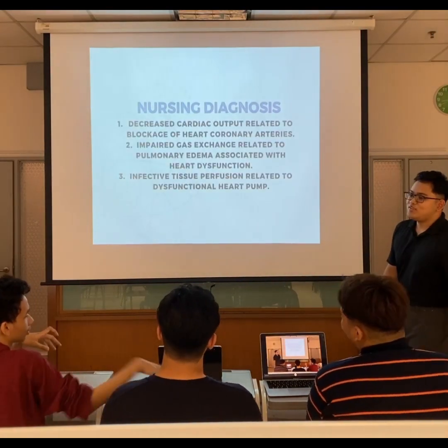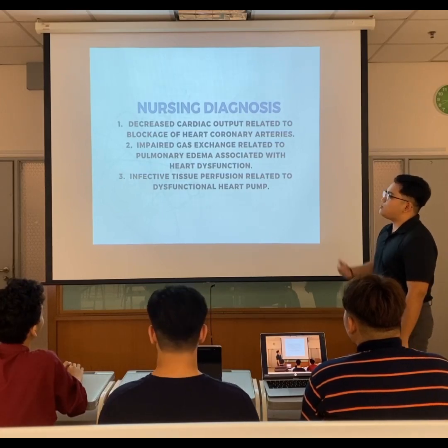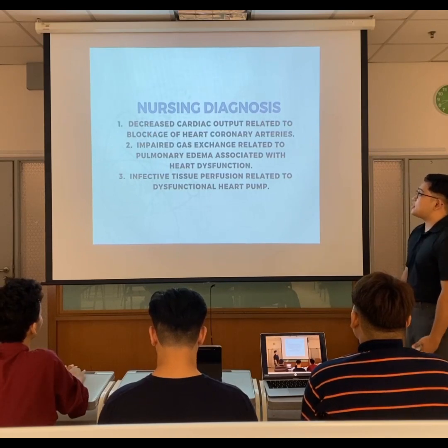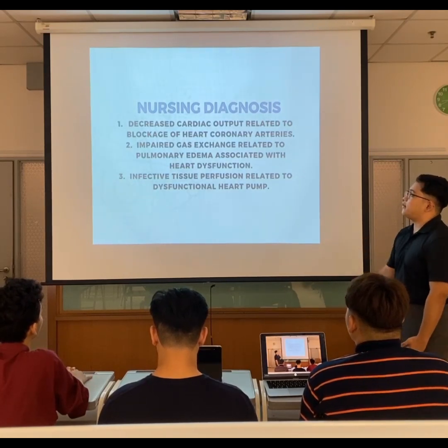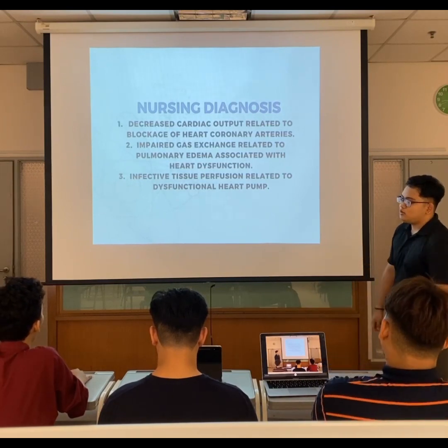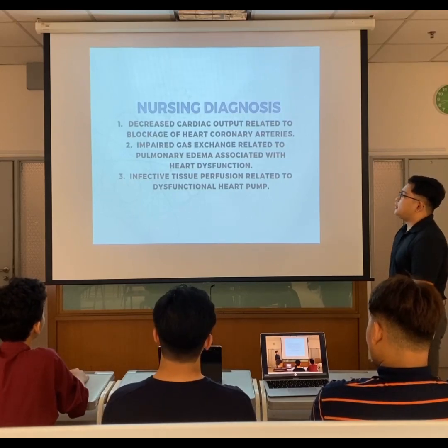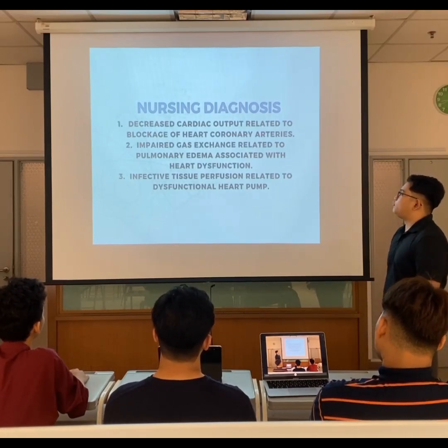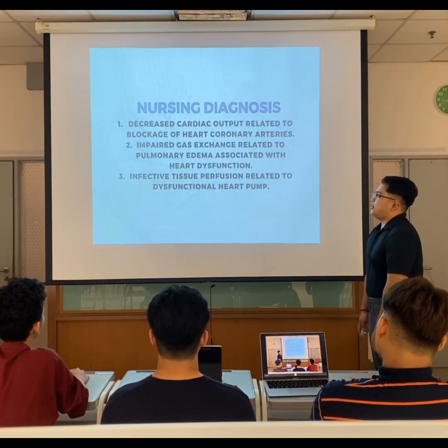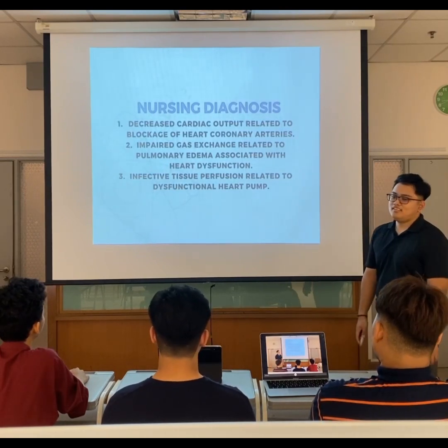There are 3 nursing diagnoses that we can come up with for a patient with cardiogenic shock. Firstly, decreased cardiac output related to blockage of the heart's coronary arteries. Second, impaired gas exchange related to pulmonary edema associated with heart dysfunction. And lastly, ineffective tissue perfusion related to dysfunctional heart pump mechanism. Do you guys understand what a nursing diagnosis is? Yes.